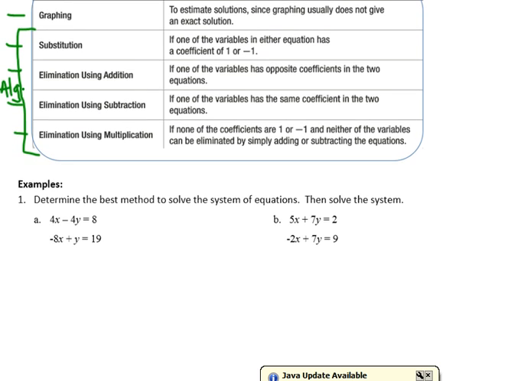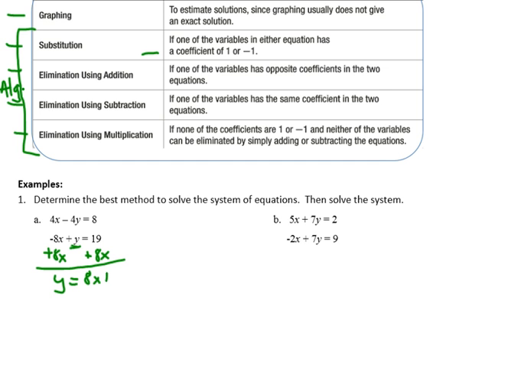So if I look at these examples, according to this, I have 4x minus 4y equals 8, negative 8x plus y equals 19. Again, unless it tells you to graph, you usually don't do it that way. But according to this, I have a coefficient of 1 or negative 1 for this y, which means this problem is telling me that I should use substitution. So I'm going to add 8x to both sides. So that's y equals 8x plus 19. And now I can substitute this into the original equation up here.